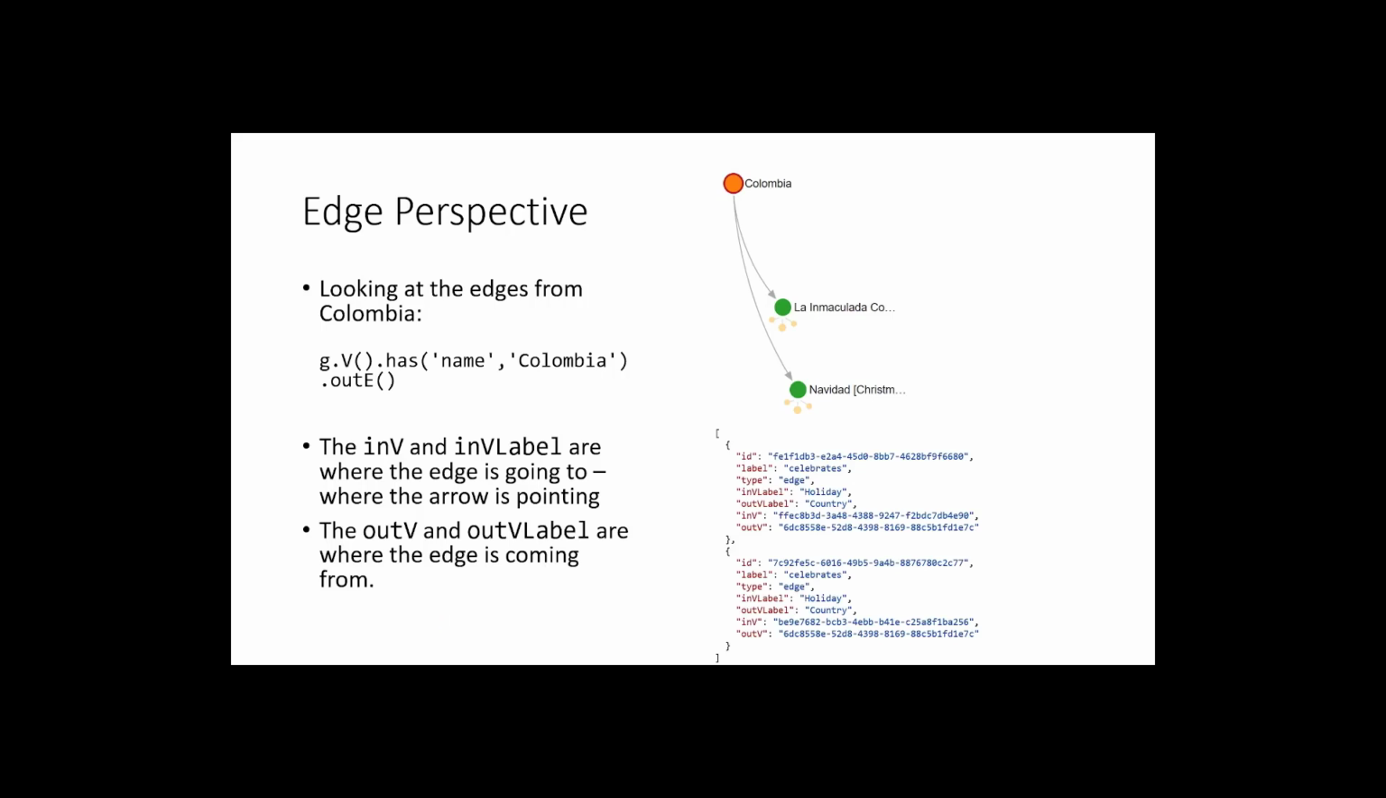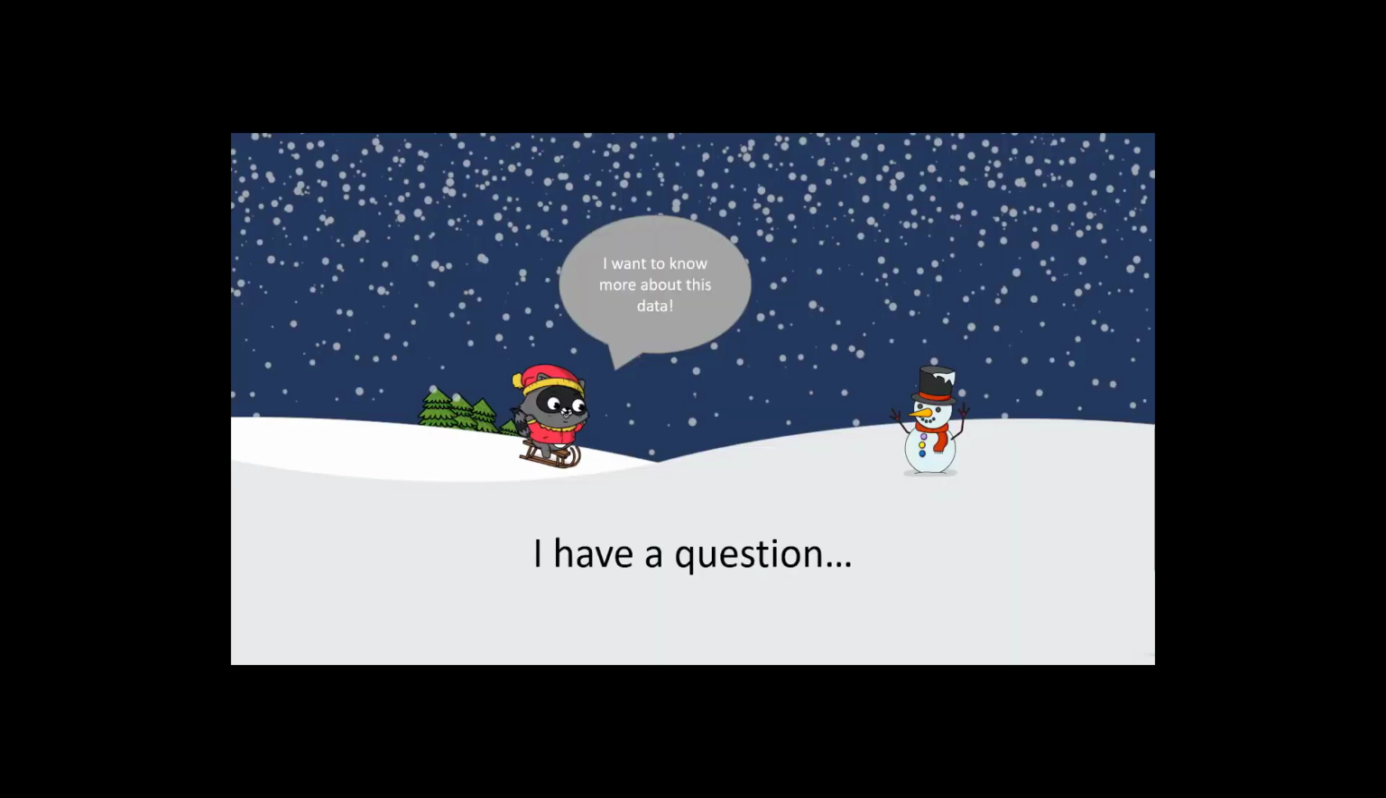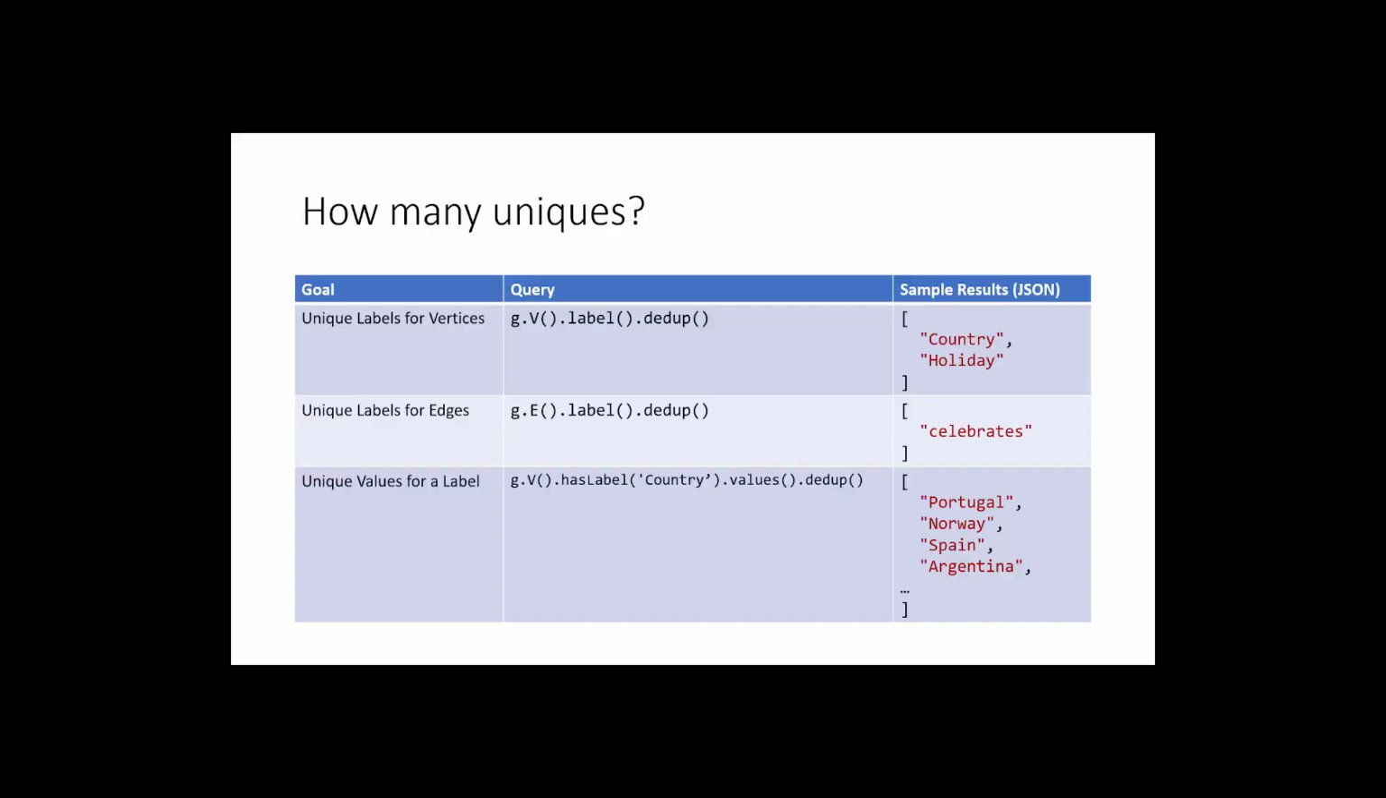Now the edge side, the inV and inV label go together, and the outV and the outV label go together. The inV label and the inV, that's where is this edge going into? The outV and the outV label, where is this edge coming from? Now, suppose you want to know more about this data. Public Holidays Dataset, we're looking at December, but what does that mean? How do we know what all is in here? Starting with, how do we know the labels?